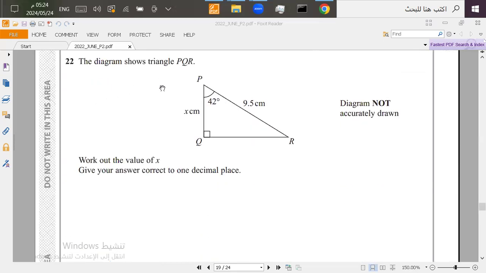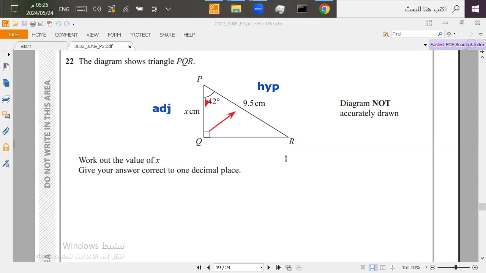Okay. The diagram shows triangle EQR. We already have the angle 42 and the length of the hypotenuse, which is 9.5. Find the value of x. Give your answer correct to one decimal place. Now we can see that we have the angle and we have the height, which is the longest line in the right angle triangle. And we are missing this line, which is adjacent to the angle. So basically, this is the height and this is the adjacent.